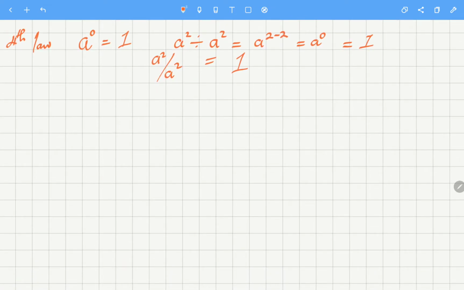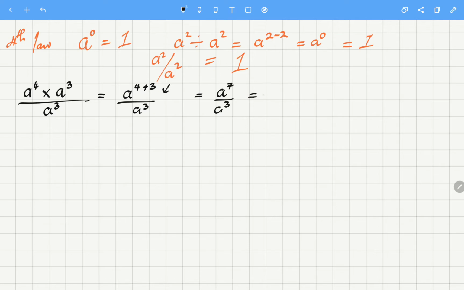Right, so I'm going to start off by doing a few exercises now. a to the power 4 times a to the power 3, divided by a cubed. That's a to the power 4 plus 3 divided by a cubed, so that's using the first law of indices on the numerator. Then that becomes a to the power 7 divided by a to the power 3, which is a to the power 4. So that's using the second law.